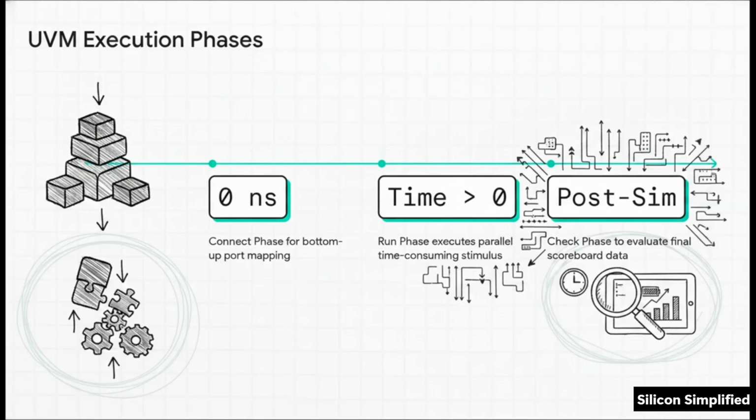By using typeid.create, it allows us to instantly swap, say, a basic base driver for an extended error-injecting driver later on, all without rewriting a single line of our core test bench code. It's brilliant. So once they're manufactured top-down, we connect them bottom-up in the connect phase. By the time we hit the run phase, which is the part that actually consumes simulation time, everything is already perfectly in place. And after the run phase wraps up, we go back to zero-time phases like extract and check to evaluate our scoreboard data.